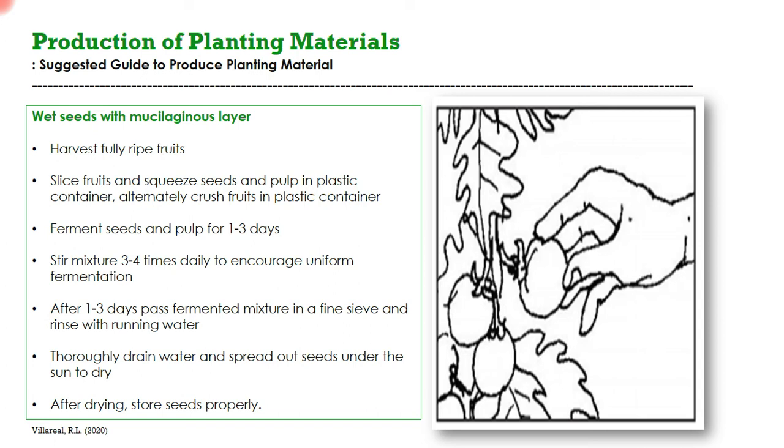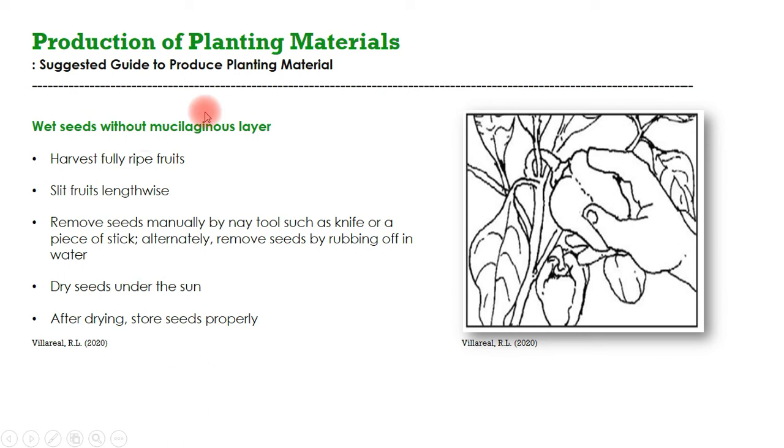Harvest fully ripe fruits, slice fruits and squeeze seeds into a plastic container, or alternately crush fruits in a plastic container, then ferment seeds. After that, stir mixtures 3 to 4 times daily, and so on. After drying, store seeds properly. For the wet seeds without mucilaginous layer, you can do the following procedure. An example of seeds without mucilaginous layer is the pepper, while an example of seeds with mucilaginous layer is tomato.